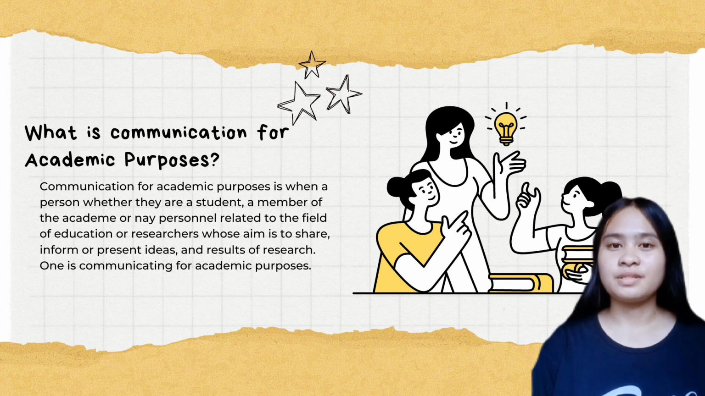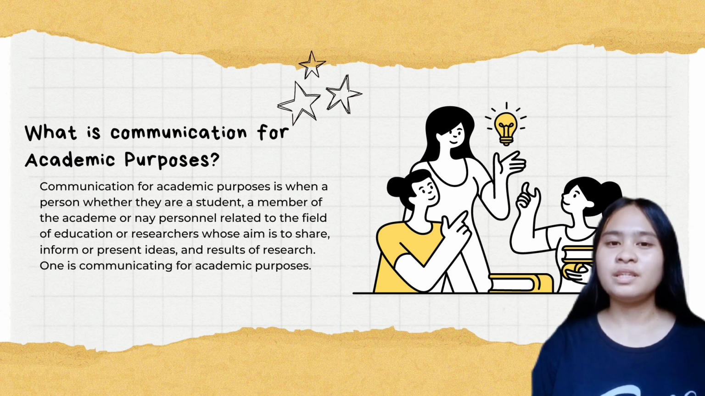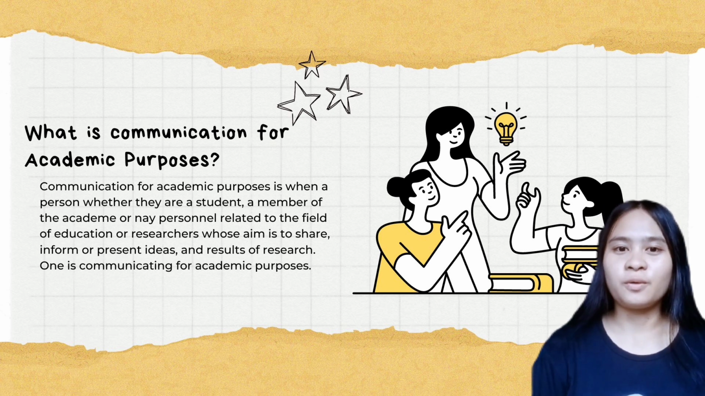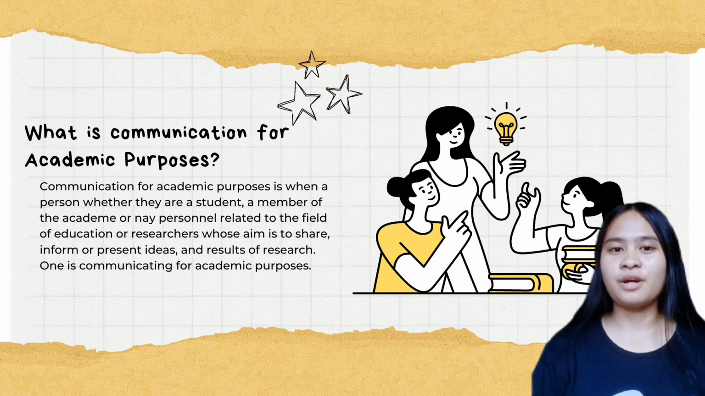Communication for academic purposes is when a person, whether they are a student, a member of the academe, or any personnel related to the field of education or research, whose aim is to share, inform, or present ideas and results of research, is communicating for academic purposes. So, allow my group members to elucidate the common communication problems according to various studies.